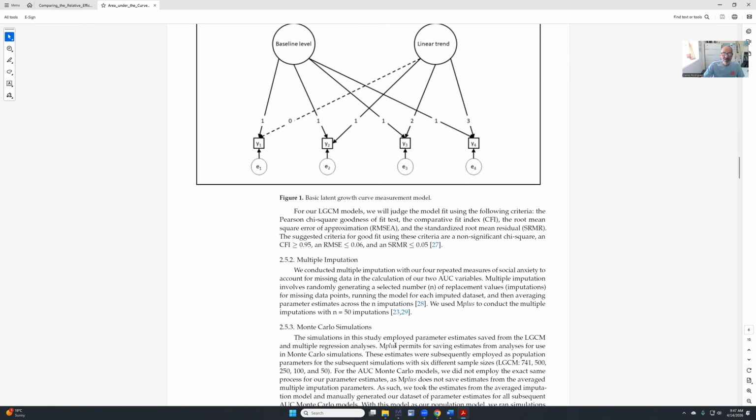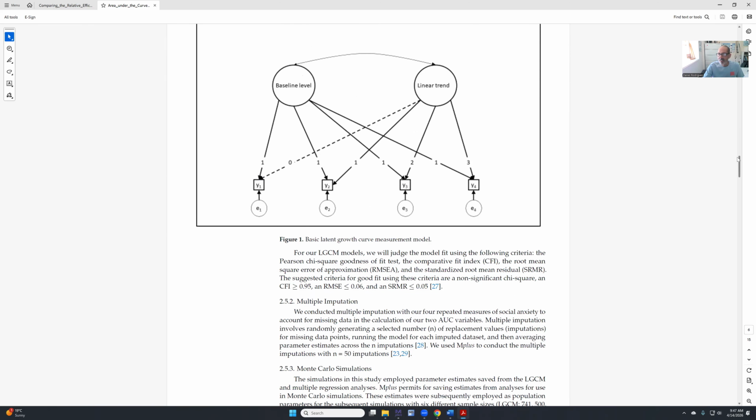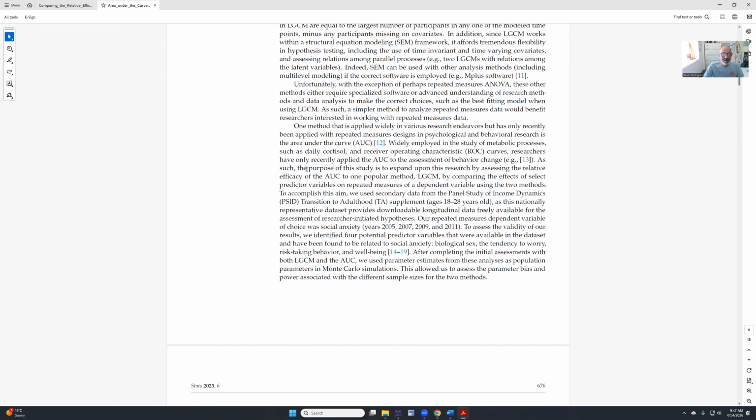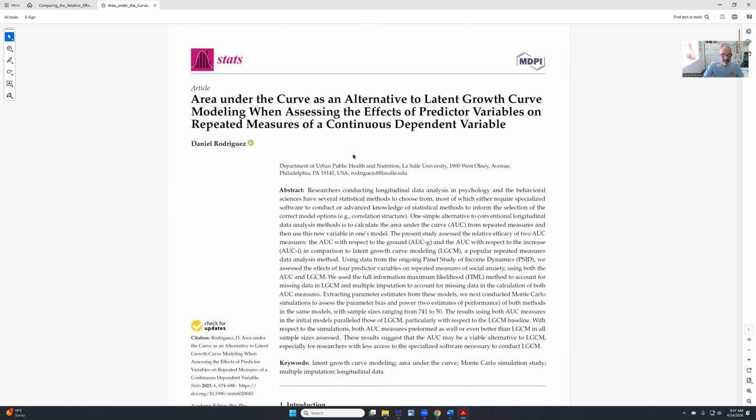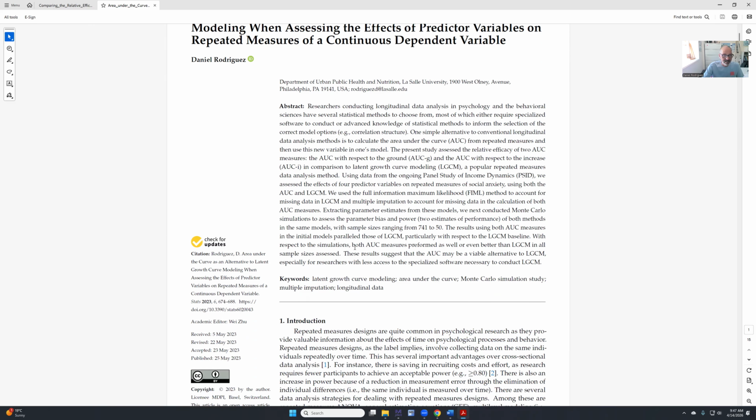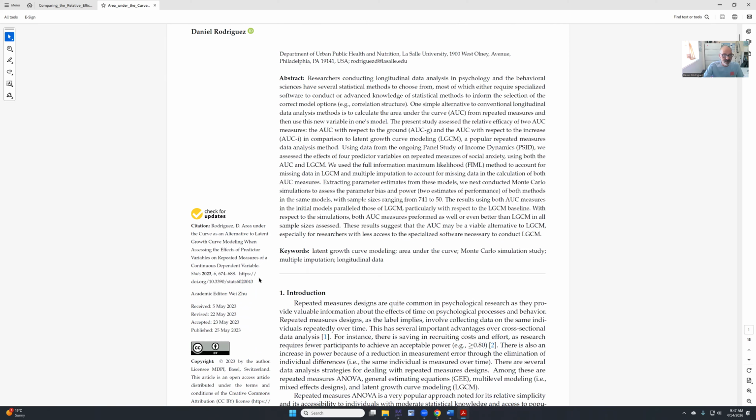If you're interested in this article, it's on our class site. If you're watching this and you're not in one of my classes, this is "Area under the curve as an alternative to latent growth curve modeling when assessing the effects of predictor variables on repeated measures of a continuous dependent variable." So that's the citation. Here it is actually, a 2023 article in the journal Stats. Okay. All right, let's go and run some analyses first.